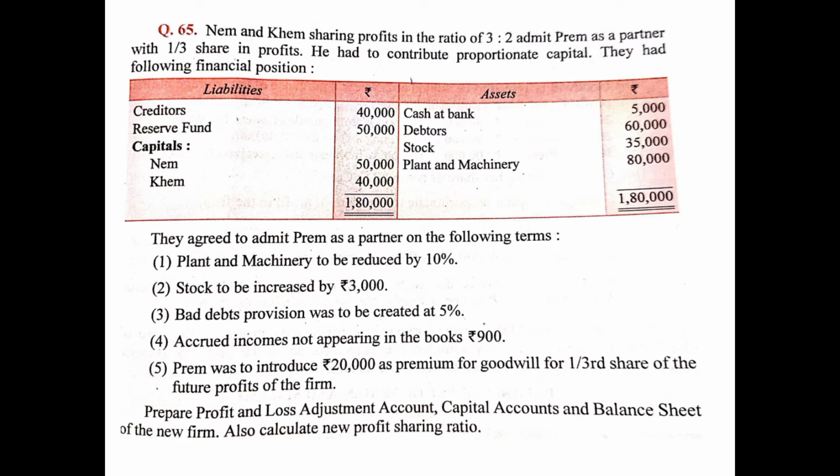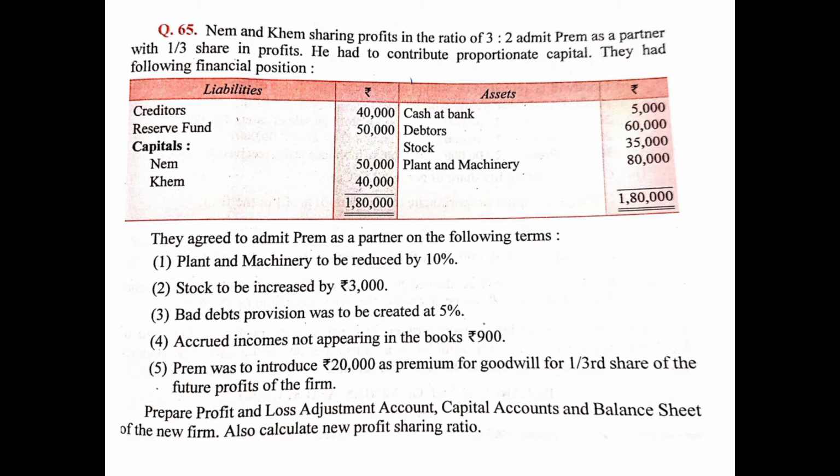They had the following financial position. On the date of admission, this was the balance sheet of the old partners. On the liability side, you can see creditors, then reserve fund of 50,000. This reserve fund is an undistributed profit. If further adjustments are not given in this case, then it will be distributed as undistributed profit among the old partners in the old ratio. It will increase their capital balance, therefore it will be shown on the credit side of their capital account.